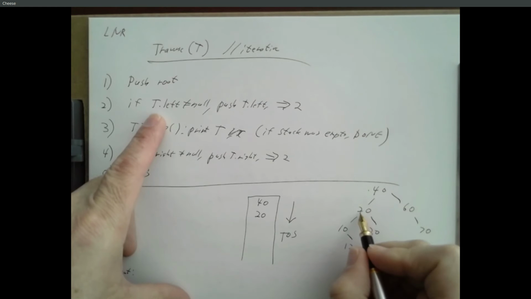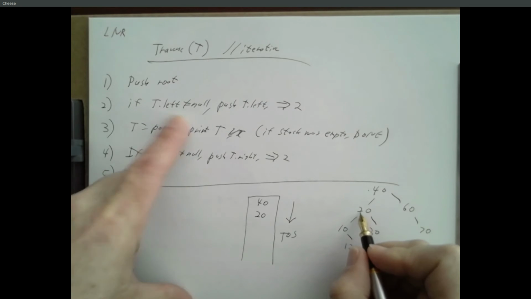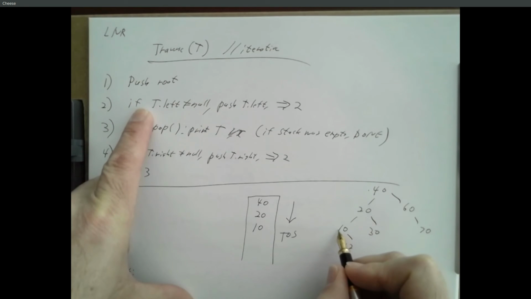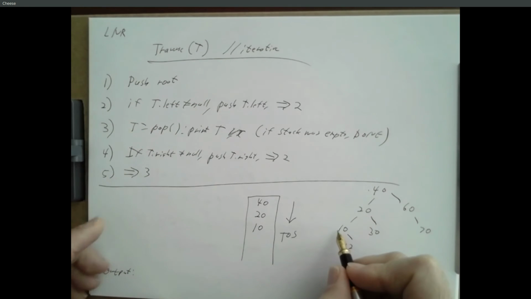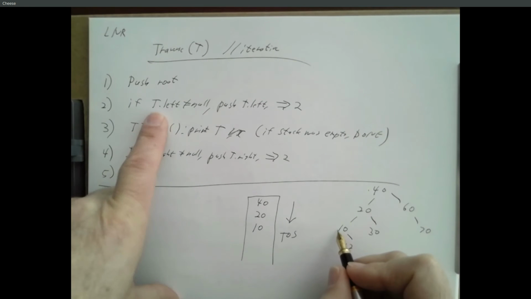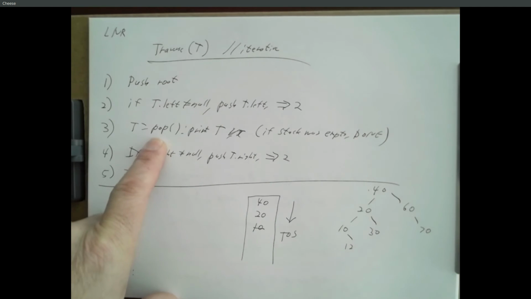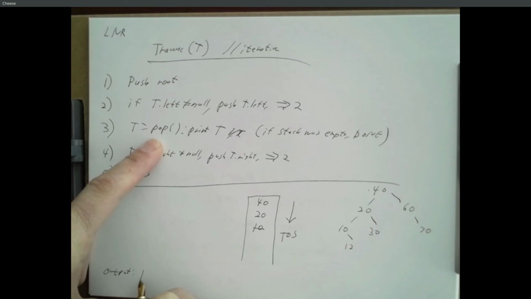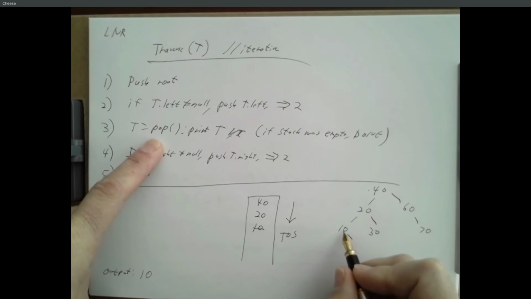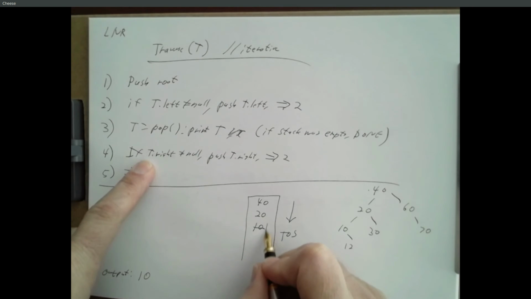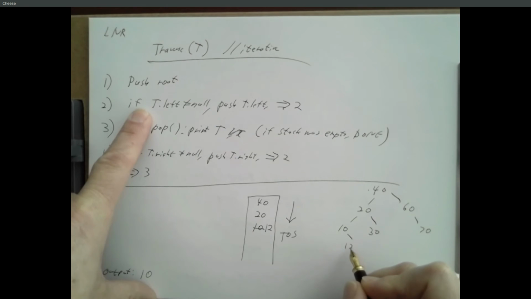So now we're going to see if that 20 has something to the left, and it does. So we're going to push that 10 onto the stack and go back to step 2. My pen is pointing at the current node t. Okay, see if t has something to the left. No, it doesn't. So we go on to step 3. Step 3 says pop the top of the stack. So pop off the 10 and print it. And that's our new node t. And then step 4 says if there's something to the right, which there is, push that onto the stack. So we push a 12 and go back to step 2.